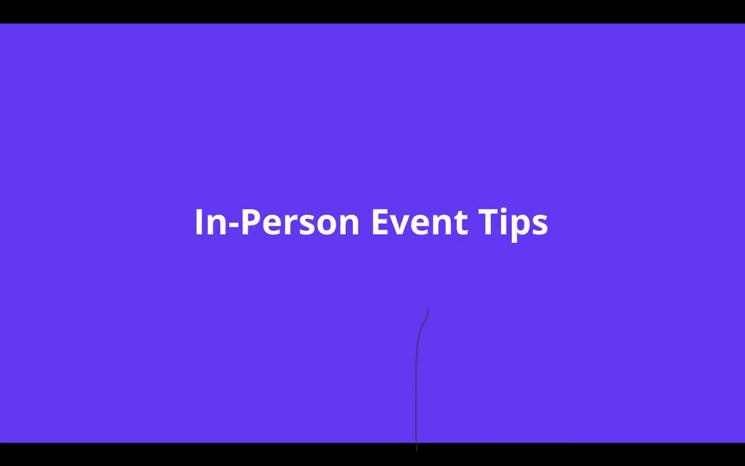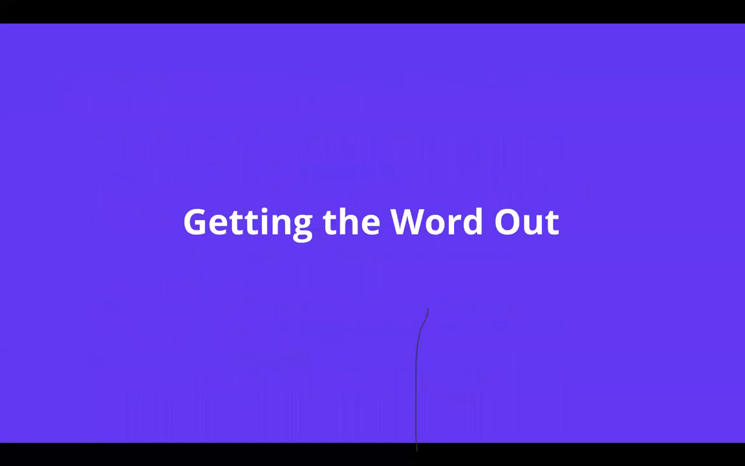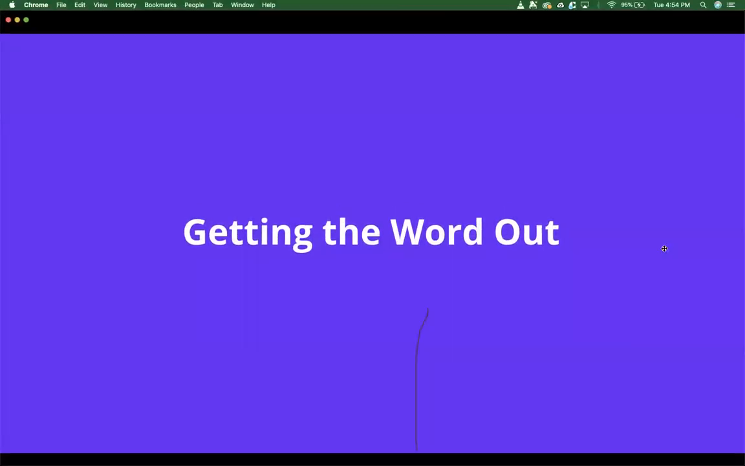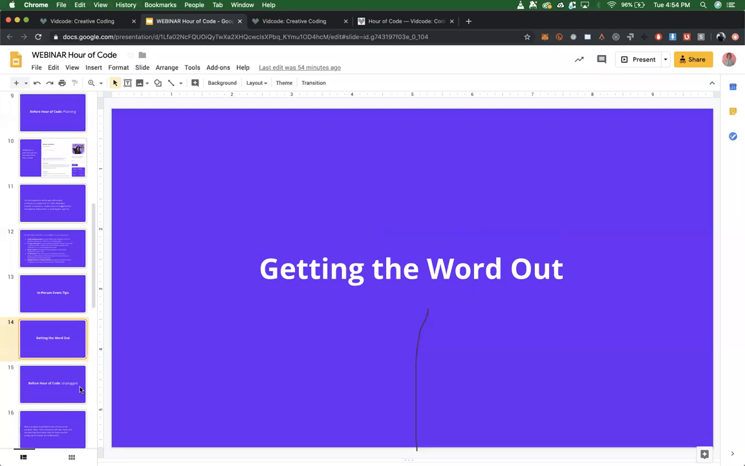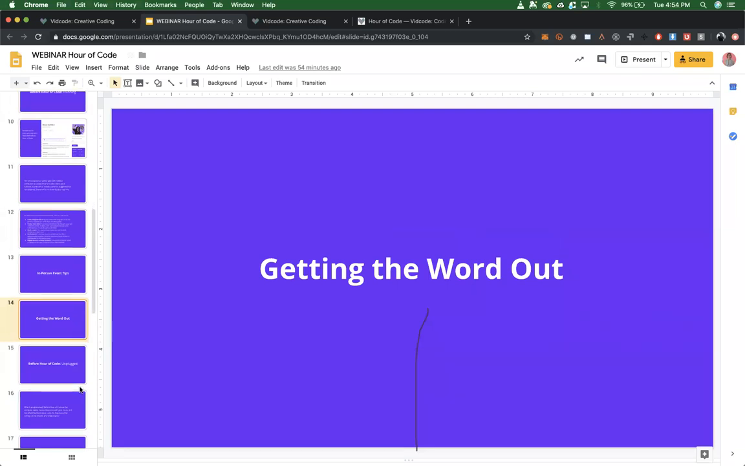So some event tips that we've learned through the years, beyond that, is just getting the word out, using all the Hour of Code hashtags on Twitter. We're only like a week away, which is kind of crazy.